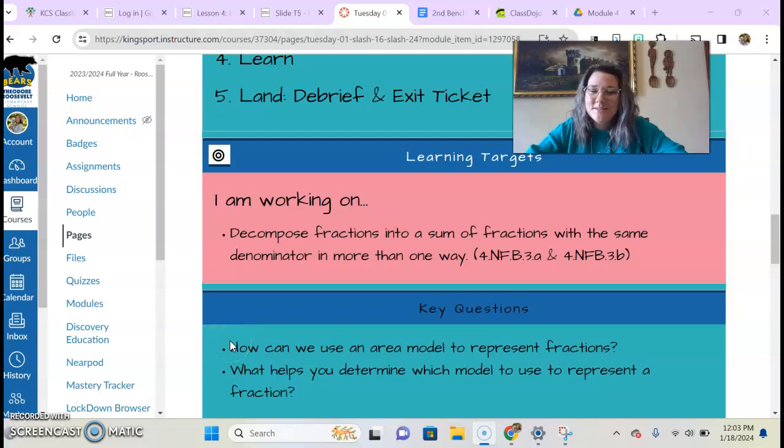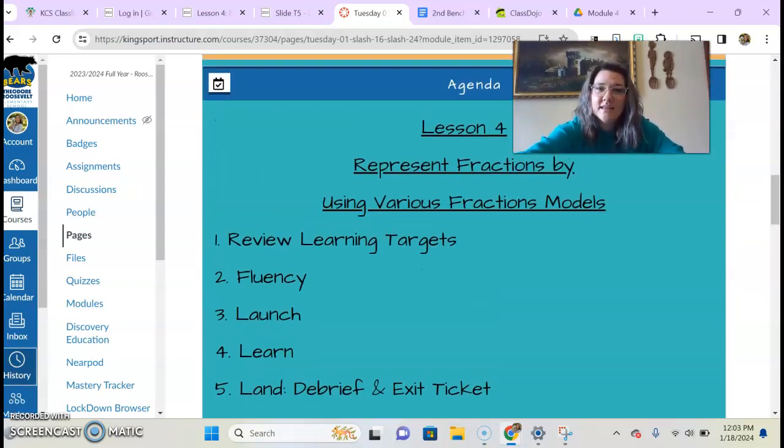Hey, my fourth grade mathematicians. Well, I'm so sorry that I'm not here today, but we are going to continue on our fraction journey. I hope you've had a blast in the snow and that you've stayed warm these days that we have been out. But we are going to continue with lesson 4. And lesson 4 is we are going to be working on representing fractions by using various fraction models.